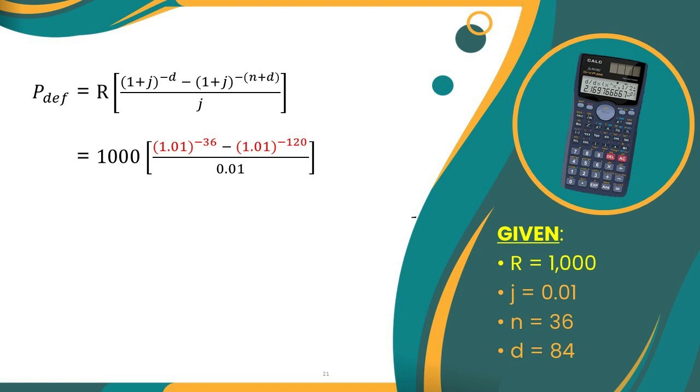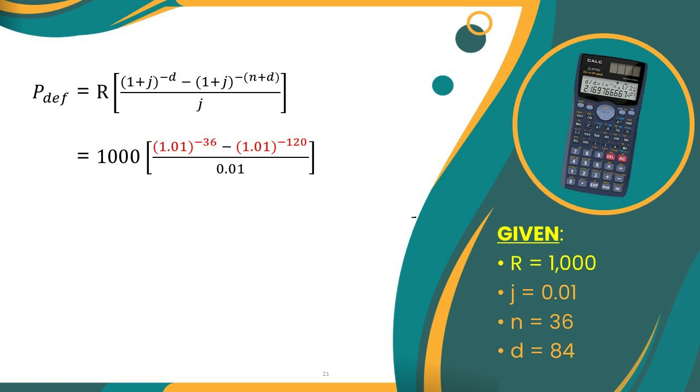Then, using the results obtained in steps 1 to 3, solve for the present value of the deferred annuity using the formula shown on the screen. You can do this by substituting the given and derived values into the formula and then simplifying using PEMDAS. Hence, we will do every operation according to this rule. To do this, we will perform operations indicated with red color first. Let us do this step by step.